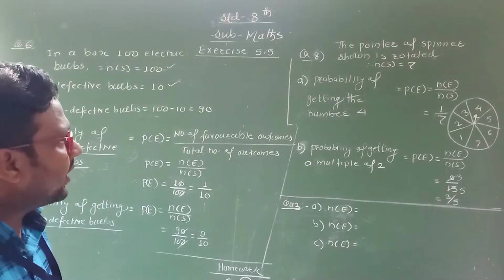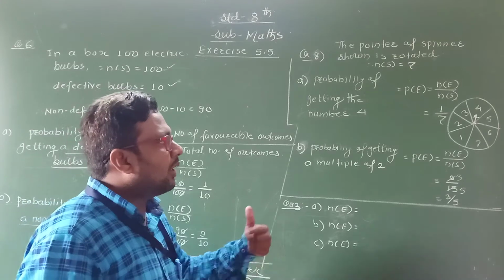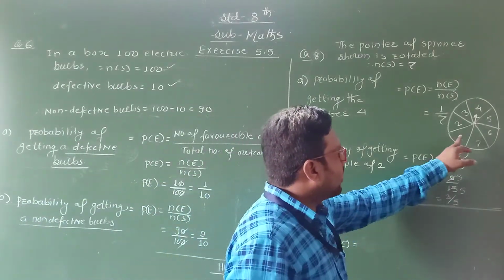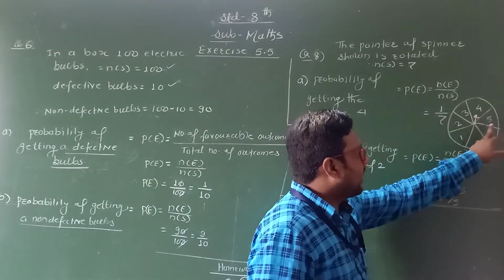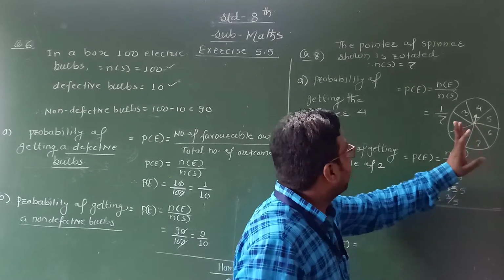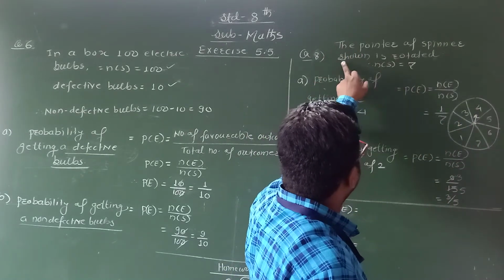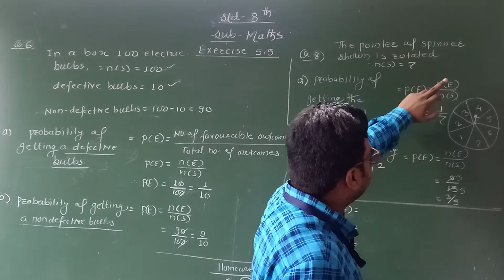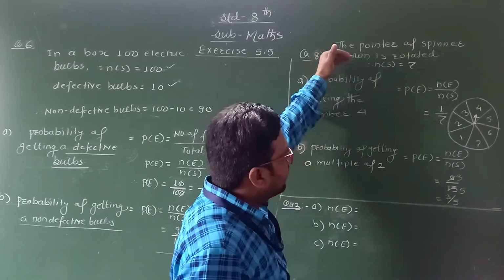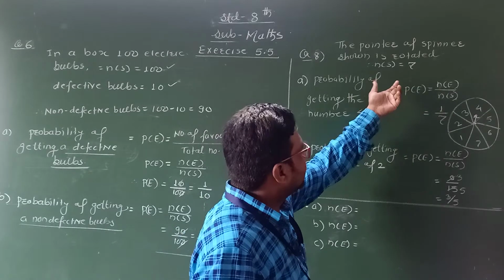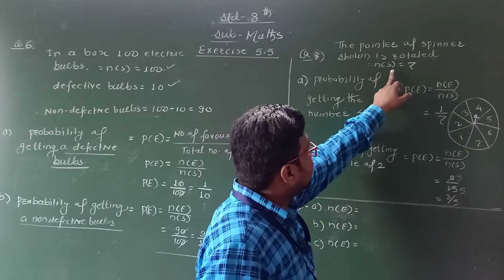Okay. Now for this random experiment, the total number of outcomes. How many outcomes are there? 1, 2, 3, 4, 5, 6, 7. Okay, these are the outcomes. Therefore, the pointer of the spinner shown is rotated. This is the random experiment. For this random experiment, the total outcomes, that is the sample space, that is N of S is equal to what?